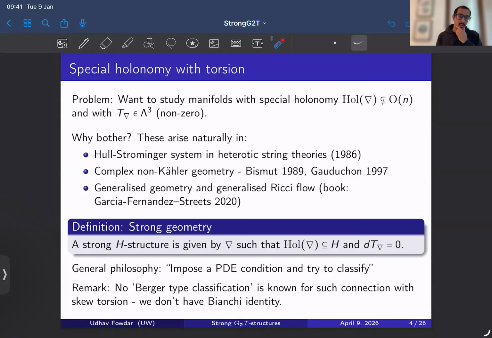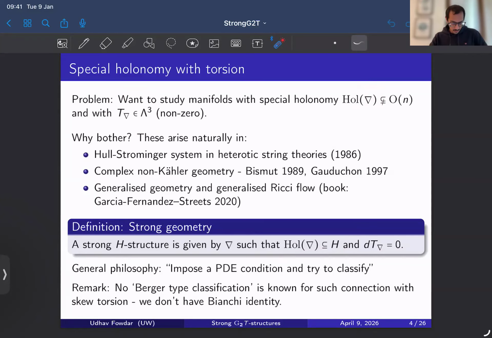Okay, and so today we'll be interested in the case of strong H structures. So what is a strong H structure? For me, a strong H structure would be a connection nabla with skew-symmetric torsion T, such that the holonomy group of this connection lies inside some subgroup H, and it has closed torsion. This is what I'm going to call a strong H structure. What we would like to do is understand the geometry of such objects and hopefully try to classify them.